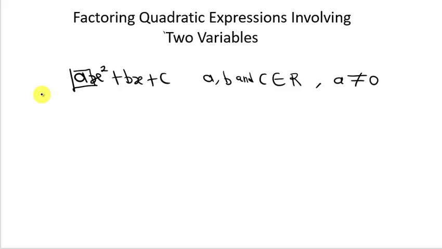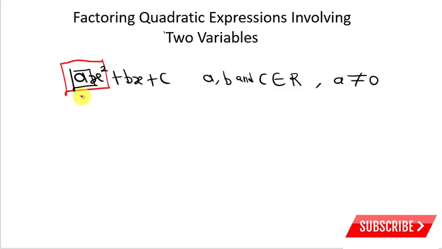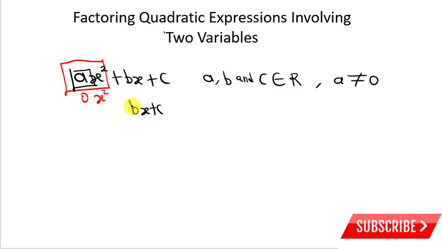Why are we saying that? When the a term is equal to 0, the whole of this term will not exist, because 0 times x squared will give us 0. Therefore, you are going to be left with bx plus c, which is a linear expression. But that is not what we are interested in. We are considering quadratic expression. So a can be any number apart from 0.